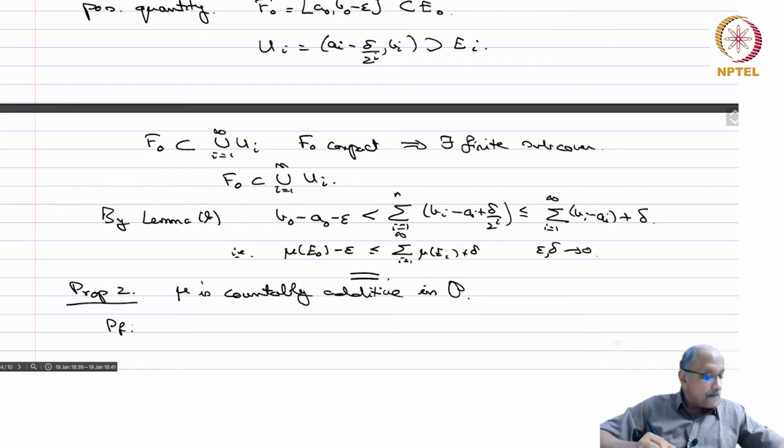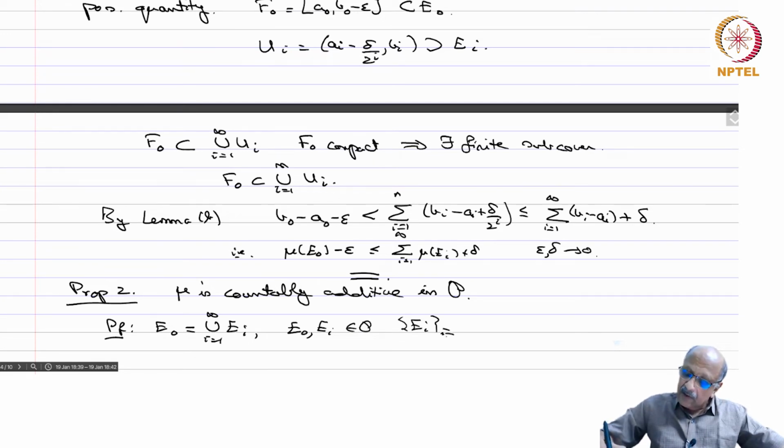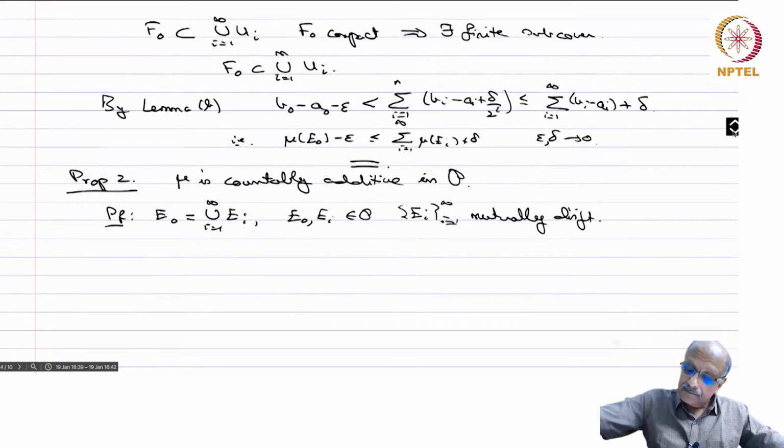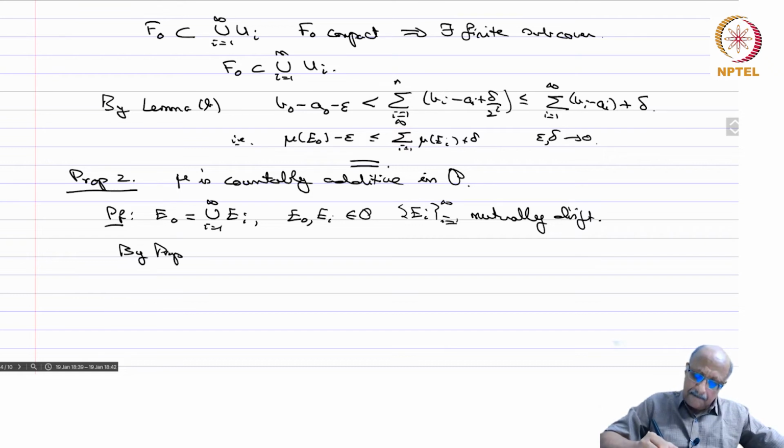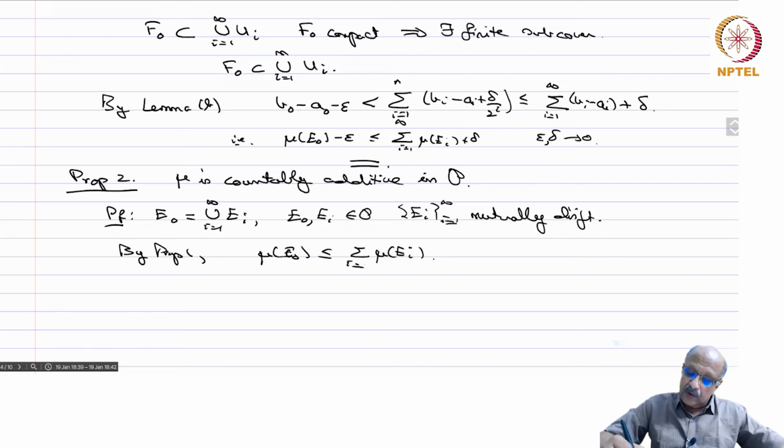So proof. E naught equals the union i equals 1 to infinity of Ei, where E naught and the Ei are all in P, and the Ei, i equals 1 to infinity, are mutually disjoint. So by proposition 1, we have mu of E naught is less than or equal to the sum of mu of Ei, i equals 1 to infinity.